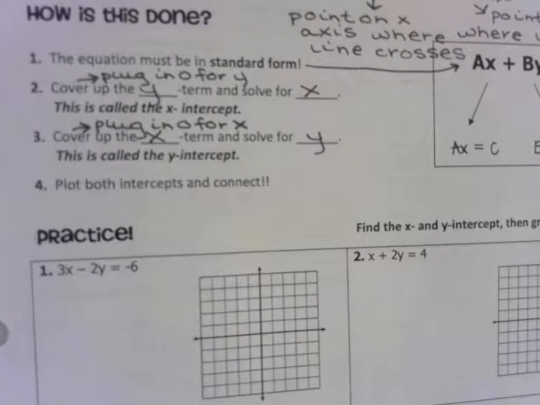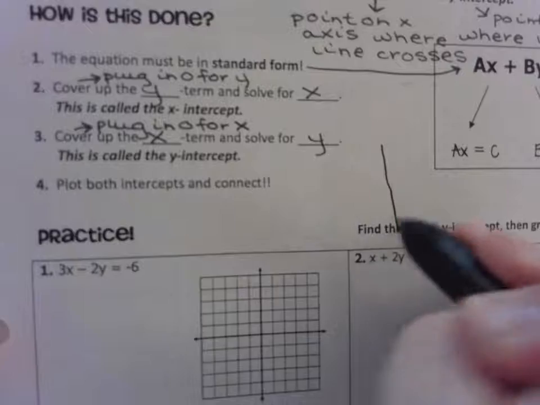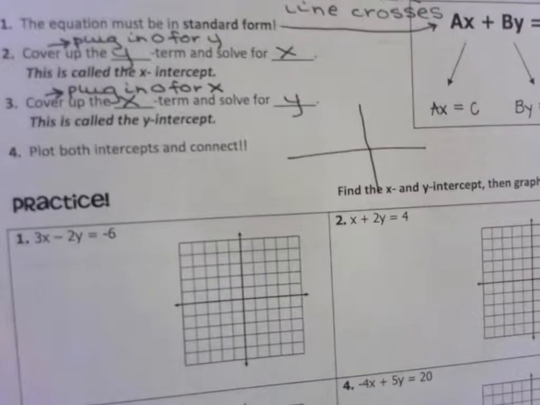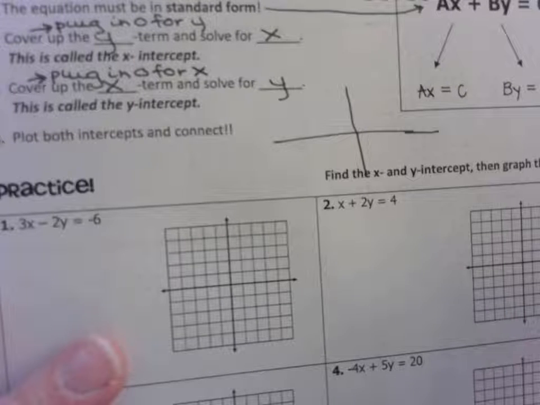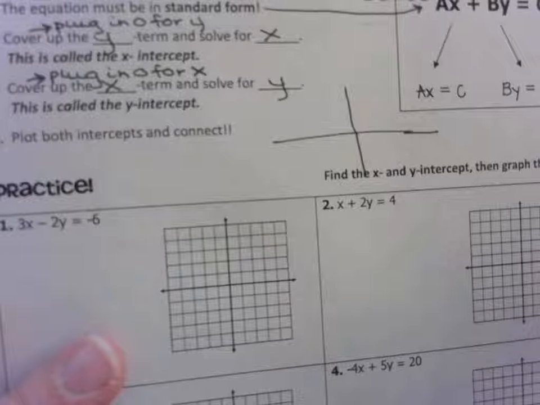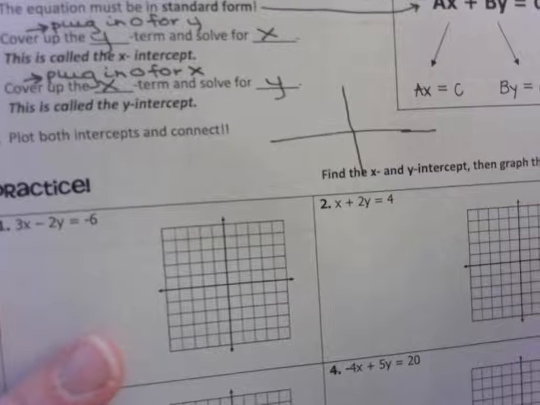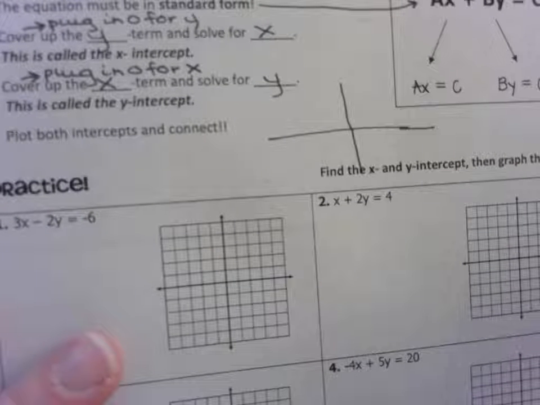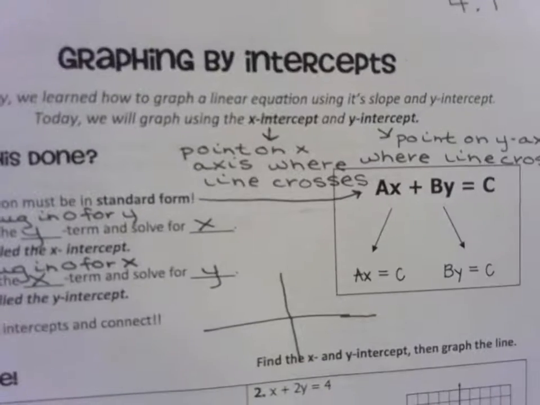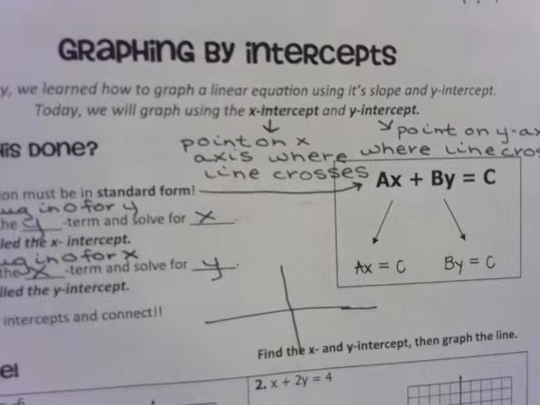Let's think about it real quick. If I have the x-intercept, what do I know about an x-intercept? It has to be on what axis? Read the definition. What's the definition I wrote up here for x-intercept? It's a point where?